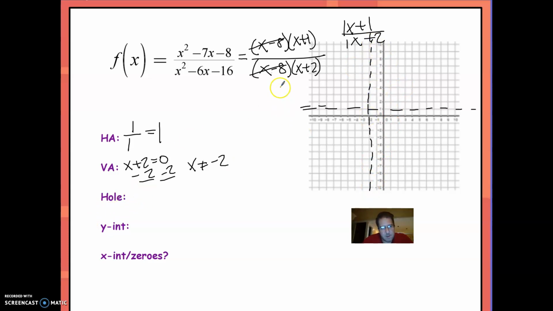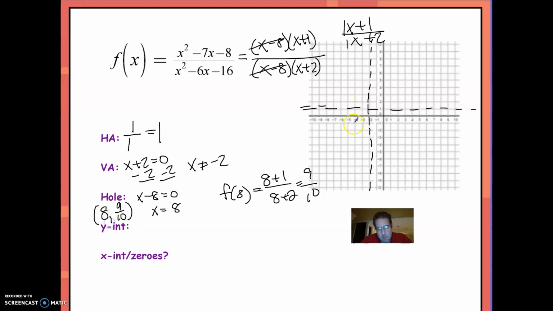All right, so then I asked myself, what could the hole be? So x minus 8 is where the hole is, which means x is 8. So find f of 8 to find that hole. If I plug that in, I get 8 plus 1 over 8 plus 2, which ends up being 9 over 10. So the hole is at 8, 9/10. I'll plot that hole now. 8 and 9/10 will be almost 1, which would be like right there. All right, so now I can graph it.